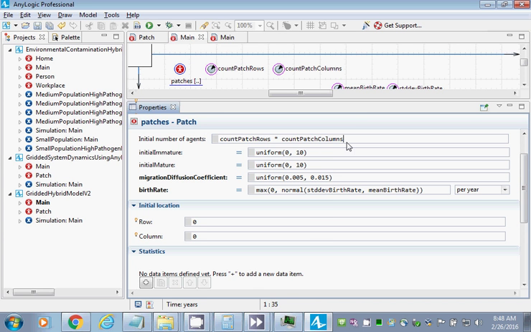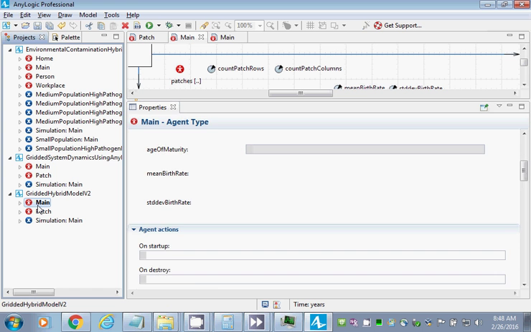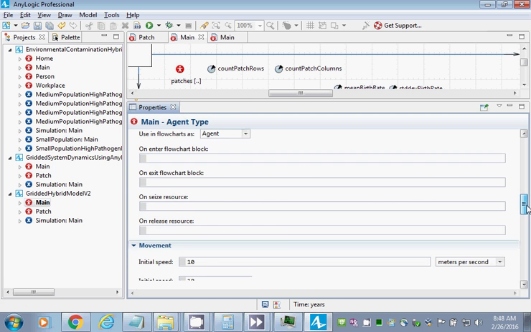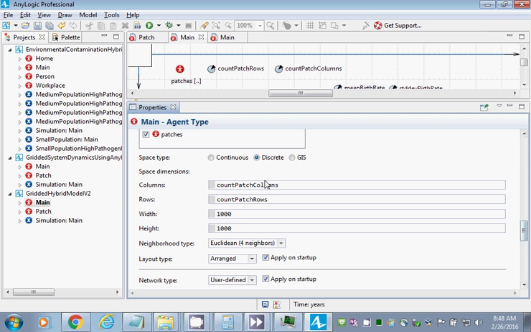And within main, if we look down in the space and network area here, we imposed a discrete space. And I noted that AnyLogic supports three types of spatial environments. Really, two of them are close variants, GIS and continuous. Both represent a continuous space, one with geographic meaning, latitude, longitude, the other with more abstract meaning, such as might be used for an indoor space or what have you.